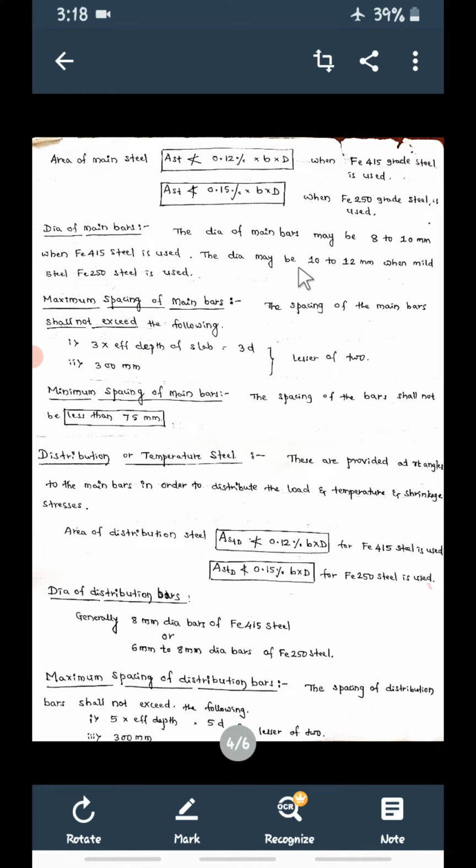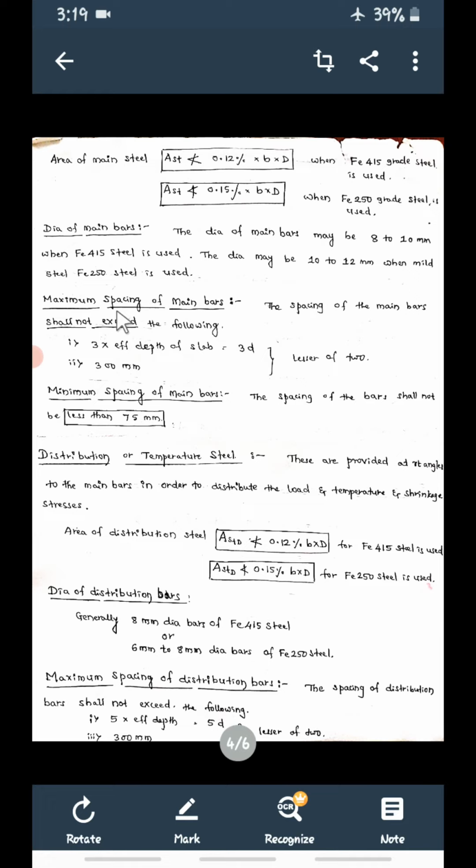Okay, the diameter may be 10 to 12 mm when mild steel bars are used. Remember, if you are using Fe 415, you can use either 8 mm or 10 mm diameter bars for main steel. Then what is the maximum? Maximum area of steel or maximum spacing.